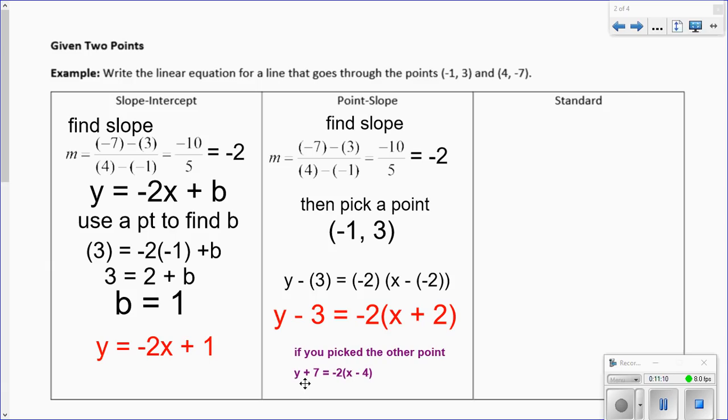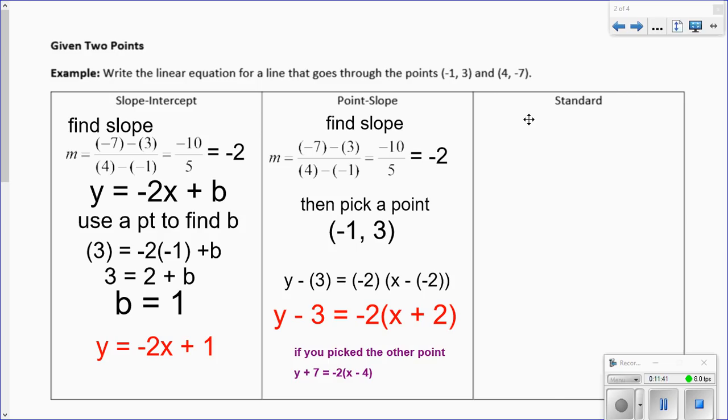Now if you wanted to use the other point, that's totally fine. It would just come out to be y plus 7 because it was a -7, so that was where your double negatives were, equals -2 times x minus 4. Both of these, even though they look different, they're still representing the same line. Okay? And if we knew a bunch more points, we could have all different equations, but they're still the same line. All right? That's why point slope is not my favorite, because there's so many different answers you can have for it, and that's hard to grade.